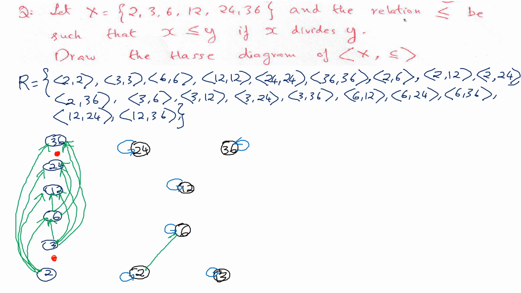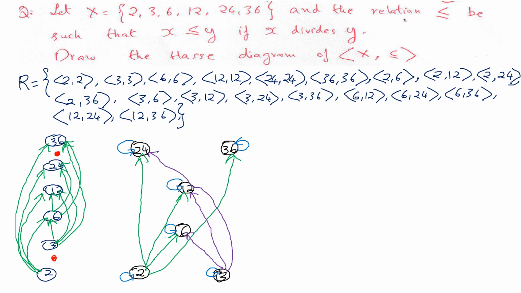See, 2 to 6 is there. Okay, then 2 to 12, 2 to 12 is there. Then 2 to 24, 2 to 24 is there direct. Okay, then 2 to 36. 2 to 36 is also there. Then 3 to 6, then 3 to 12, then 3 to 24, then 3 to 36.